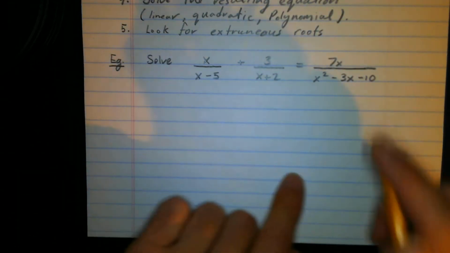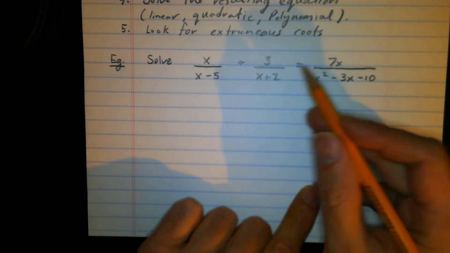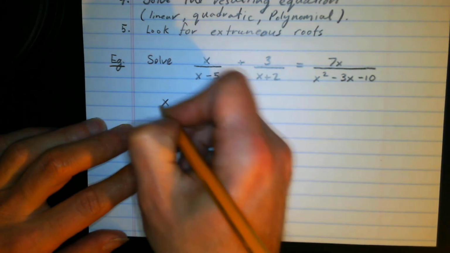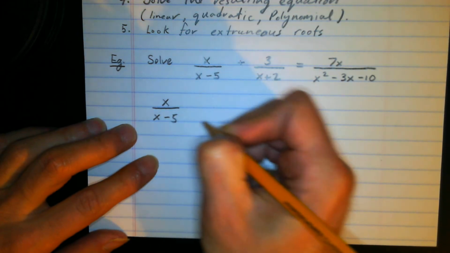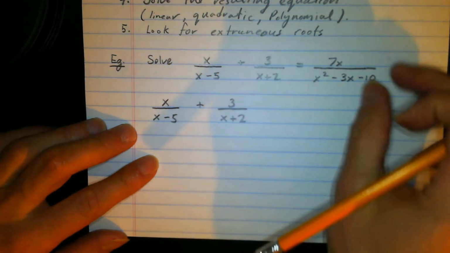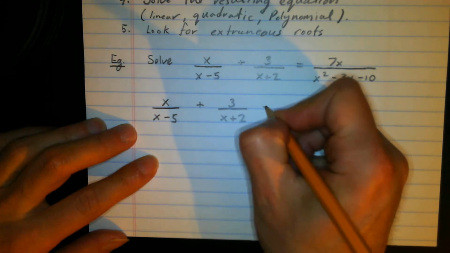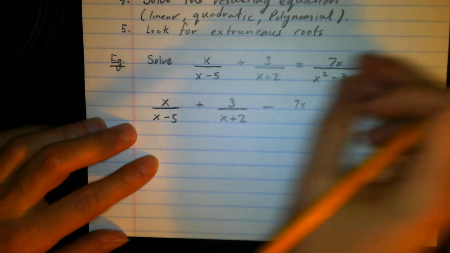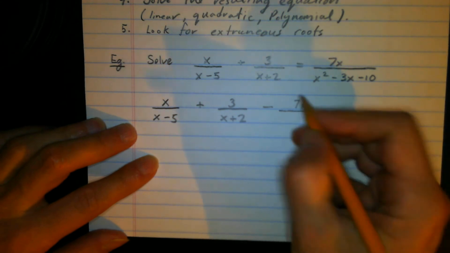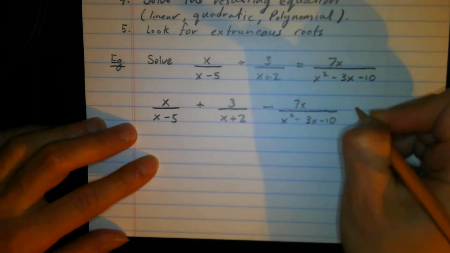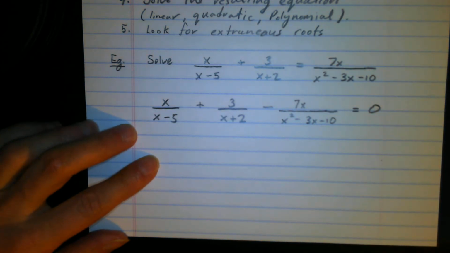Okay, so the first thing I'm going to do is subtract this whole thing to the other side. So what does that look like? Well, I've got x over x minus 5 plus 3 over x plus 2, and then I'm going to minus that whole side. I always tell my students, why can't we do that? It's just apples and oranges here, right? I've got an apple here, I'm going to eat it, I'm going to subtract it to the other side. Minus 7x over x squared minus 3x minus 10 equals 0, right? If I subtract this from that side, it just goes away completely.